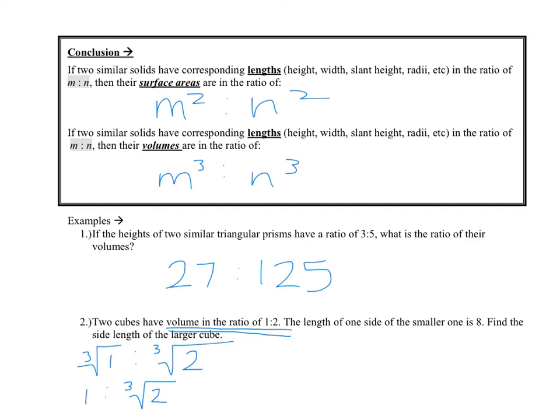All right, now we know that the length of one side of the smaller one is 8. So I'm going to make this a proportion. I'm going to do 1 over the cube root of 2. And then on this side, the smaller one is 8, so that's going to go on top, and we're going to find the side length of our larger one. Okay, so we're going to cross multiply here, and we get 8 times the cube root of 2 equals 1x, or just x, and that's it. So 8 times the cube root of 2 is the length of the side of our larger cube.